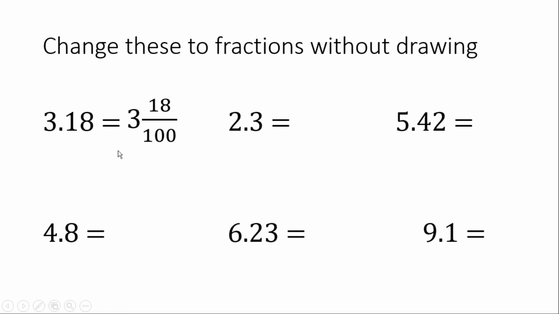In the top middle, the whole amount is going to be 2, and then the fraction amount is going to be 3 with a denominator of 10, 3 tenths. Why? Because 3 is in the tenths place. Top right, 5.42. So 5 is going to be the whole amount, 42 is going to be the numerator, and the denominator is going to be 100. Why? Because 42 goes into the hundredths.